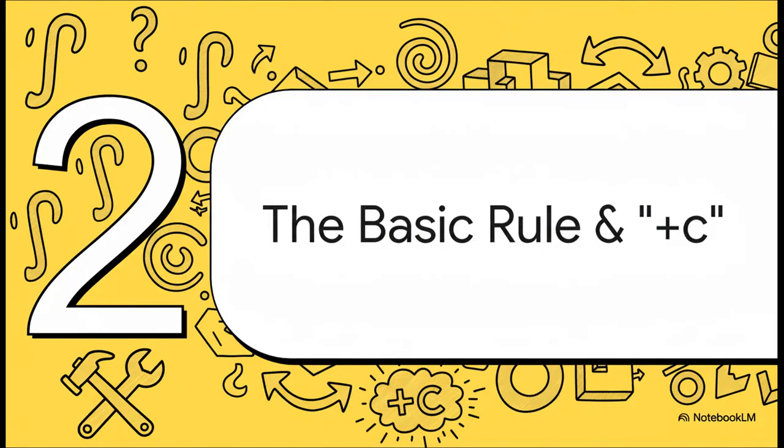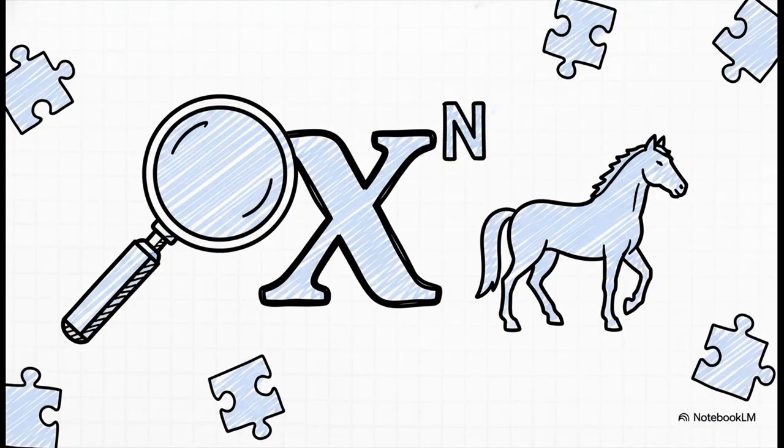So now we get the big idea. Integration is just going backwards. But how do we actually do it? Let's talk about the first and, honestly, the most fundamental tool you're going to need. And here it is. Meet the power rule for integration. This is going to be our first major clue for solving this whole reverse engineering puzzle.